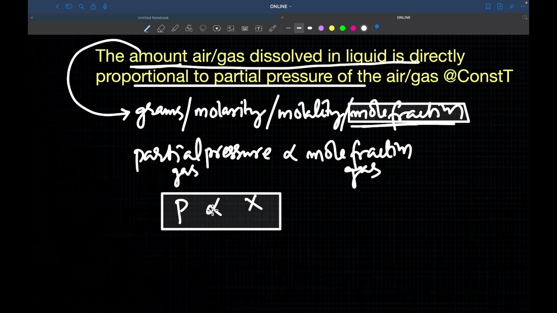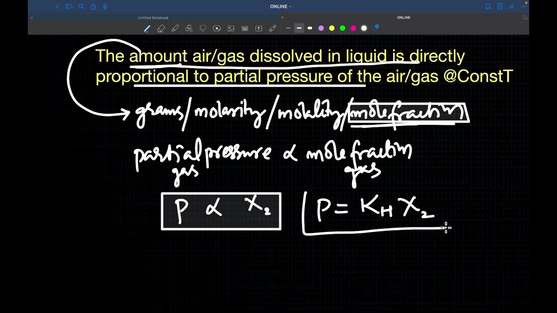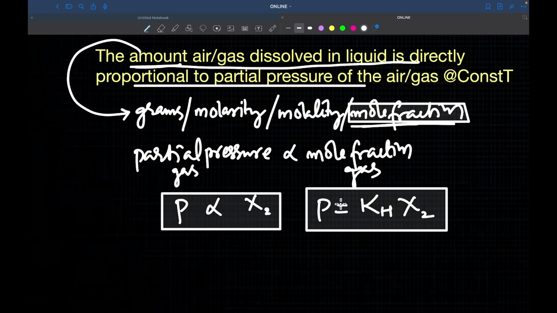यहाँ आप प्रोपोर्शनलिटी सिंबल निकाल सकते हो. सो विच इज़ P इक्वल टू विल टेक ए कांस्टेंट KH इंटू X. तो X जनरली वी टॉक अबाउट 2, सो X2 की बात कर रहे हैं. सो दिस इज हेनरीज इक्वेशन. हेनरीज इक्वेशन इज P इक्वल्स टू KH इंटू X2. KH is known as Henry's constant. This is known as Henry's constant, right? So this is Henry's law. आपको एक बार लिख लेना, ये वेरी इंपॉर्टेंट है.